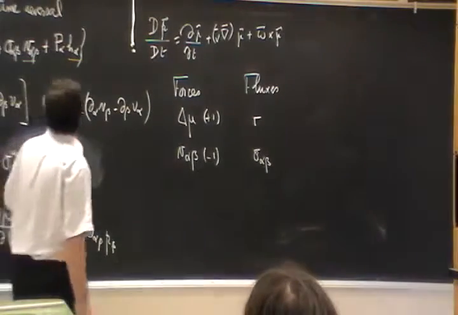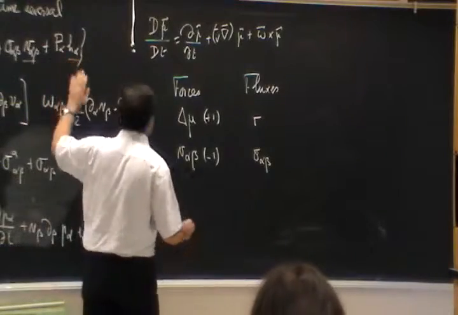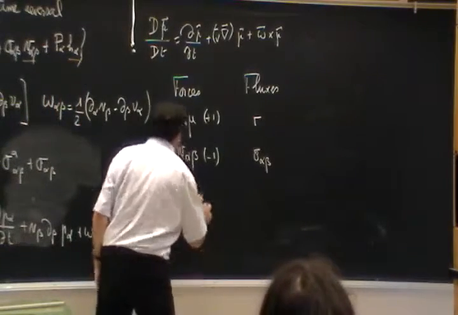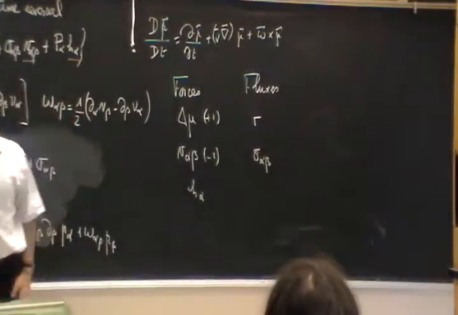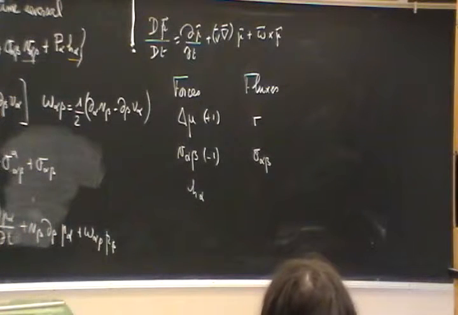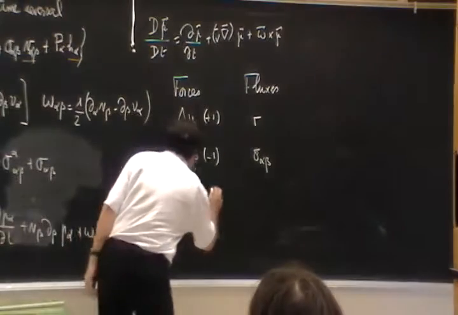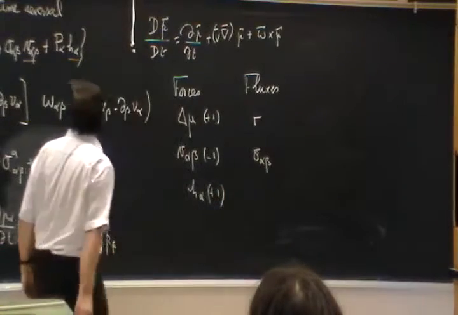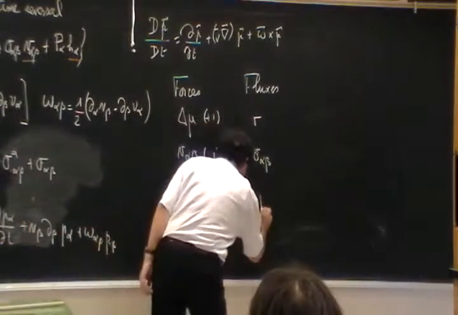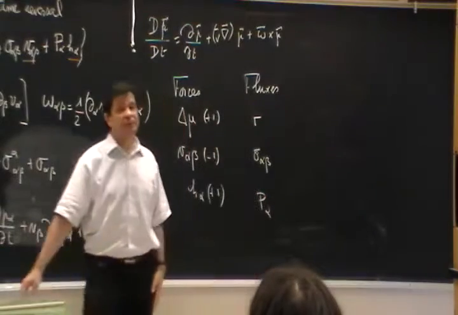And then the third one is H alpha. Now H alpha doesn't change if I change time. It's df dp, and f doesn't change if time goes backward. So the signature is plus one, and the conjugate flux is just P.